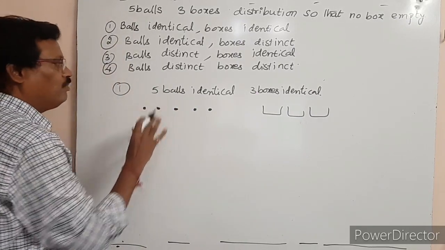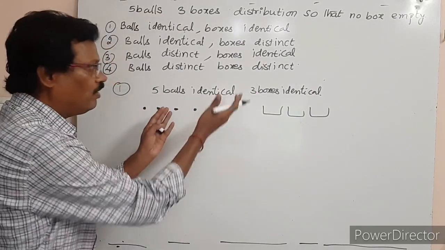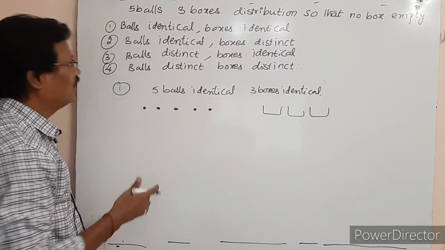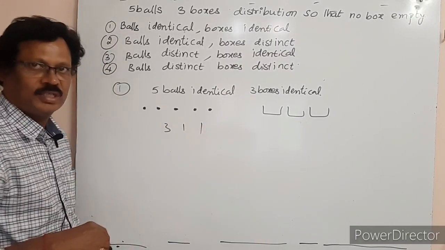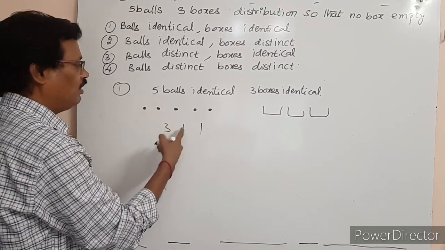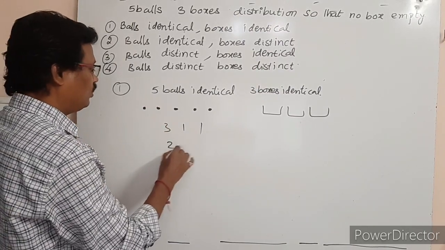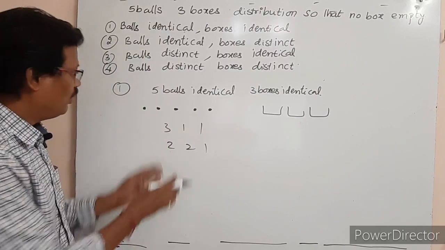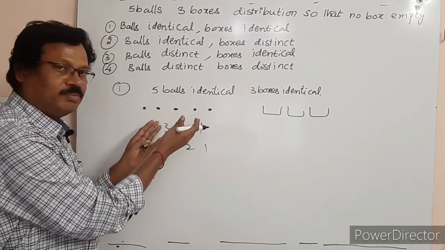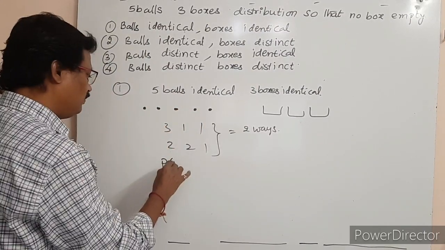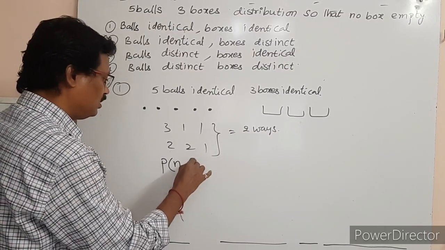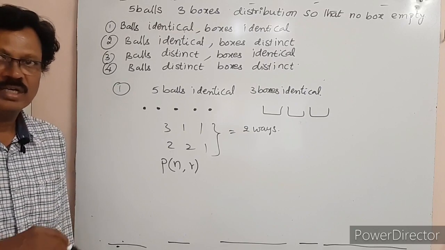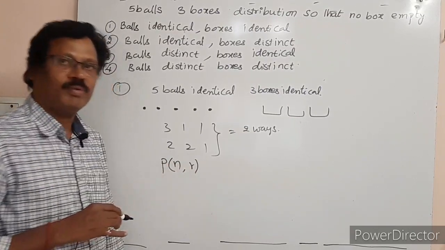Now, since 5 balls are identical, let us divide them into 3 groups. How? This is 3, 1, 1. Total 5 balls, 3, 1, 1. Next one is 2, 2, 1. Now let us divide the balls into partitions like these. Partition of n balls into r partitions.